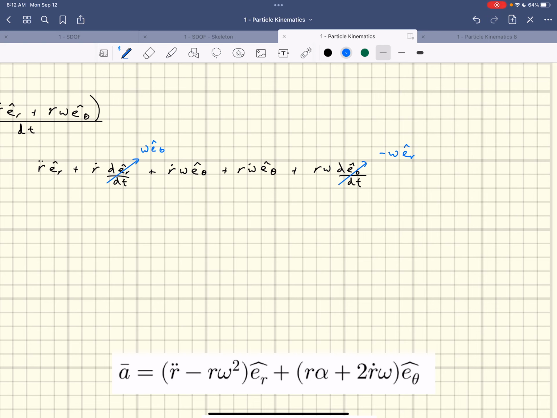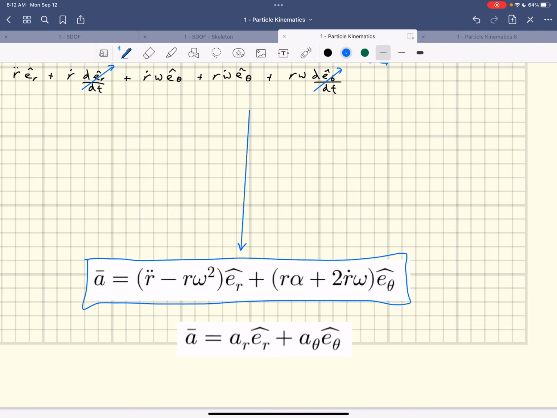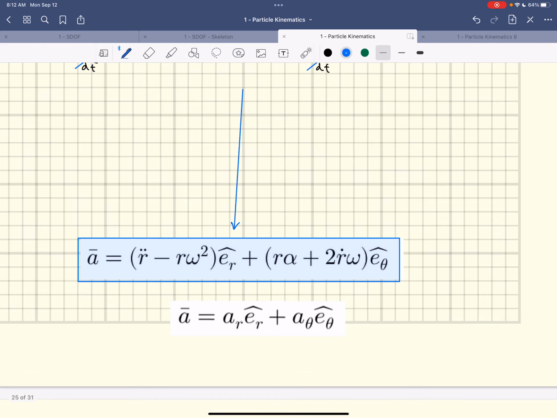And you'll see that there's a couple of omega e thetas floating around, right? And so these things kind of combine. And what you end up with, once you lump all the terms with the same unit vectors, you get this for acceleration. See how that sucker blew up on us a little bit. So the acceleration in polar coordinates is r double dot minus r omega squared in the ER direction. Both of those things are in the ER direction, plus r alpha plus 2 r dot omega in the e theta direction. The book calls this first part AR, and this part right here A theta.